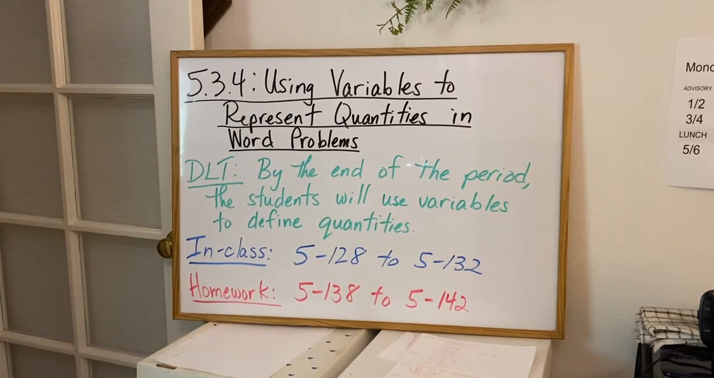Lesson 5-34, using variables to represent quantities in word problems. The daily learning target: by the end of the period, the students will use variables to define quantities. The in-class is 5-128 to 5-132. The homework is 5-138 to 5-142.